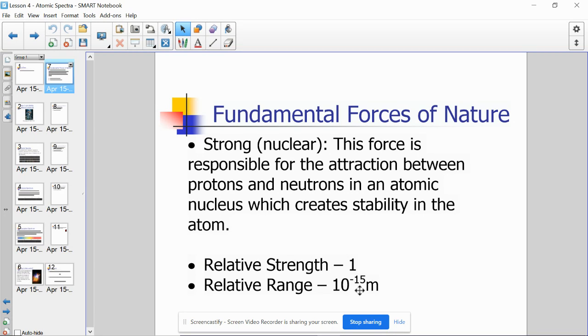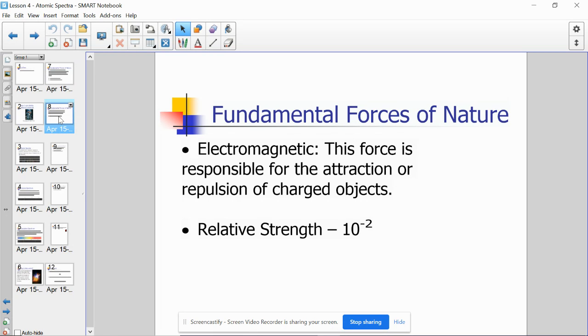The range here is not large enough to reach out to the electrons, and it is not long enough to even go from atom to atom. It is extremely strong, and by breaking this is where we get all that energy potential for nuclear facilities. The second fundamental force of nature is electromagnetic. If you notice, it is roughly the same strength. It's only about 100 times weaker than the strong force.